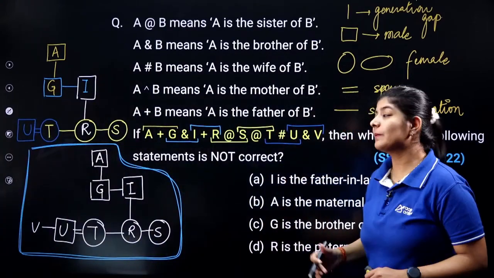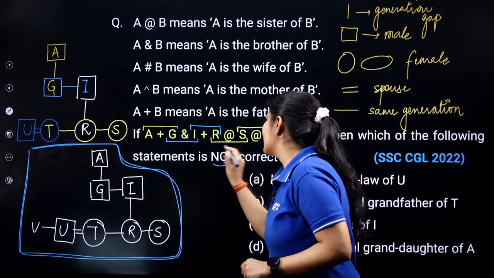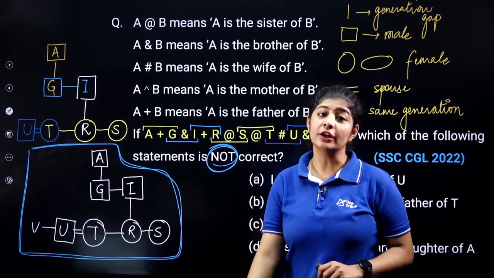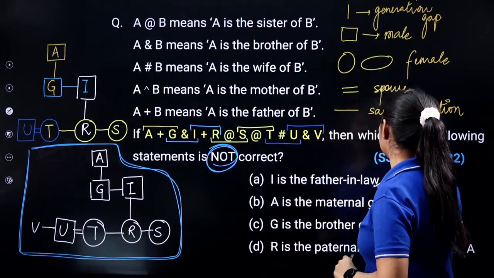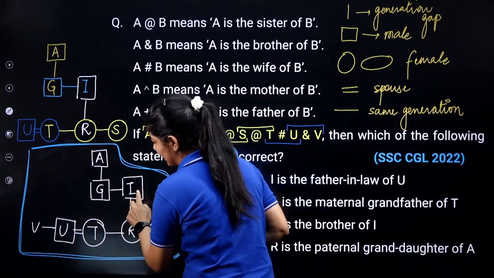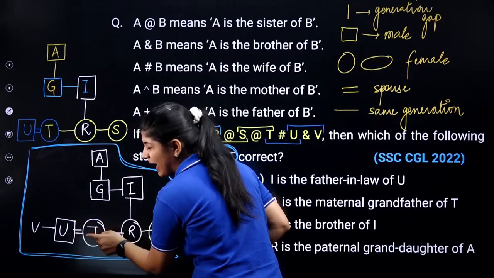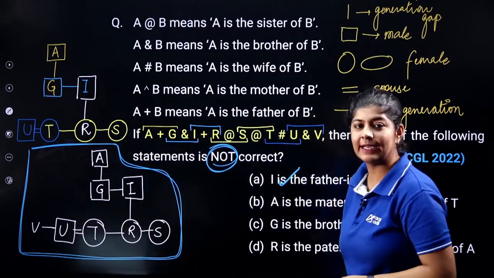And what we have to determine? We have to determine which of the following statements is not correct. Right? Okay. First one. I is father-in-law of U. Yes, basically this person is married to I's daughter. This statement is correct.